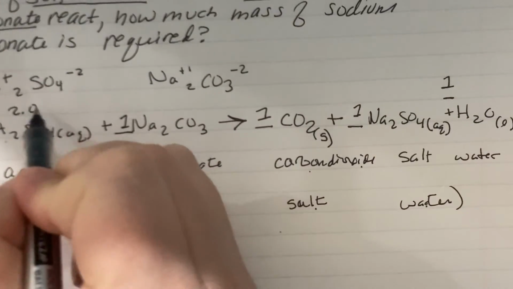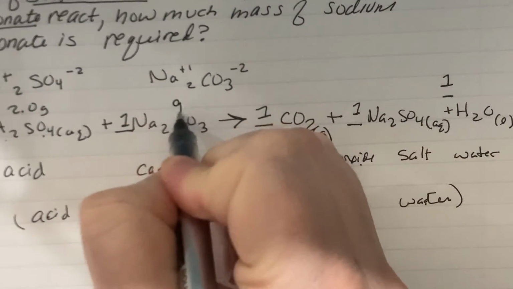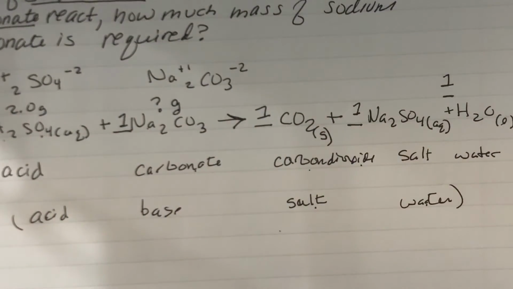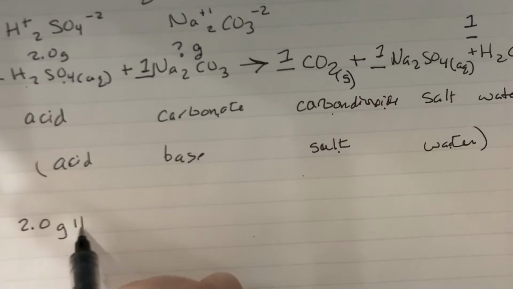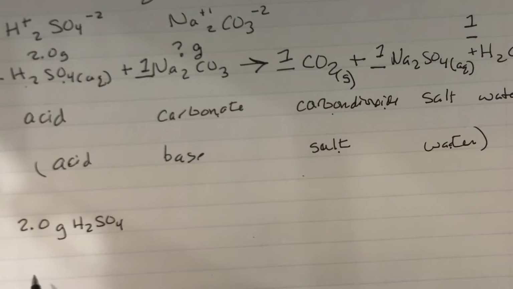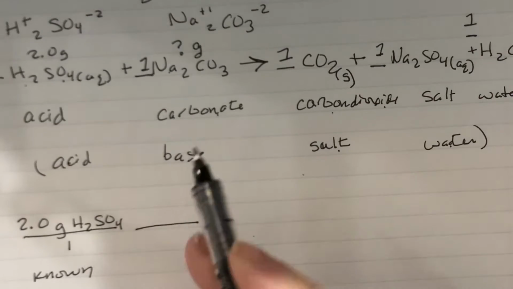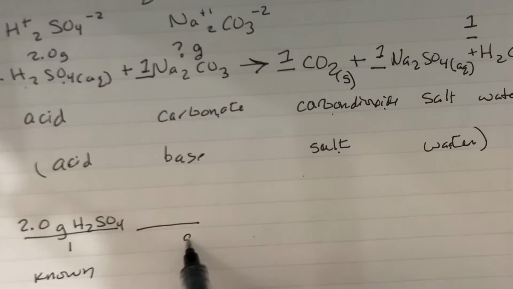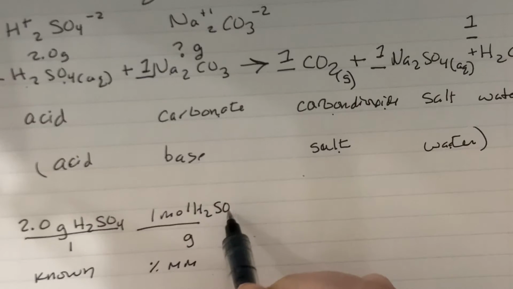2.0 grams of sulfuric acid. How much mass? So we know mass is in grams, so question mark grams right above sodium carbonate. Start with what we know, 2.0 grams of sulfuric acid. That's our known. We're going to place that over 1 so that we can keep everything in a line. We're going from grams to moles, so we have to divide by our molar mass. Moles goes on the top because we're converting to moles of sulfuric acid.